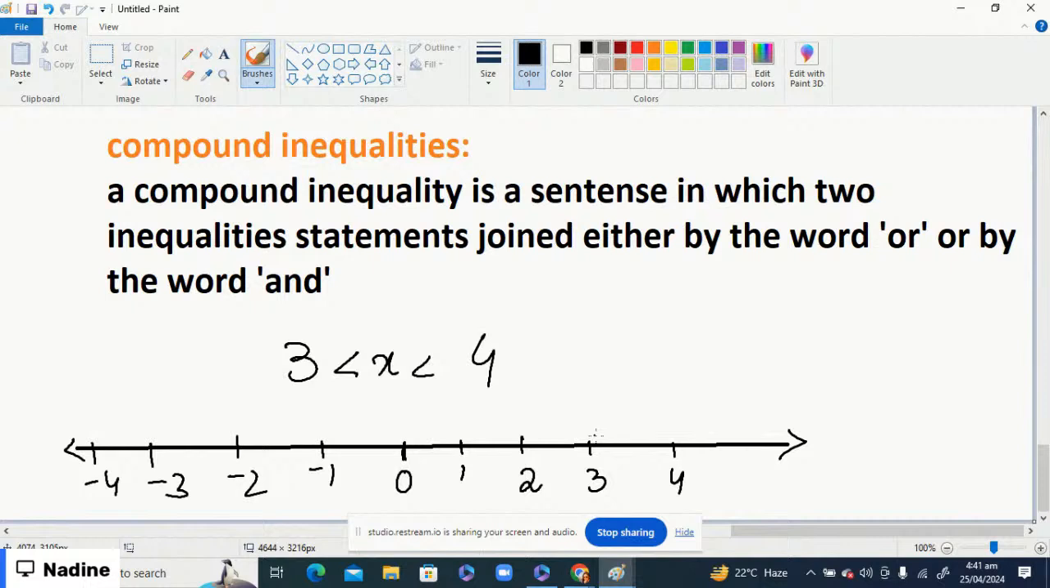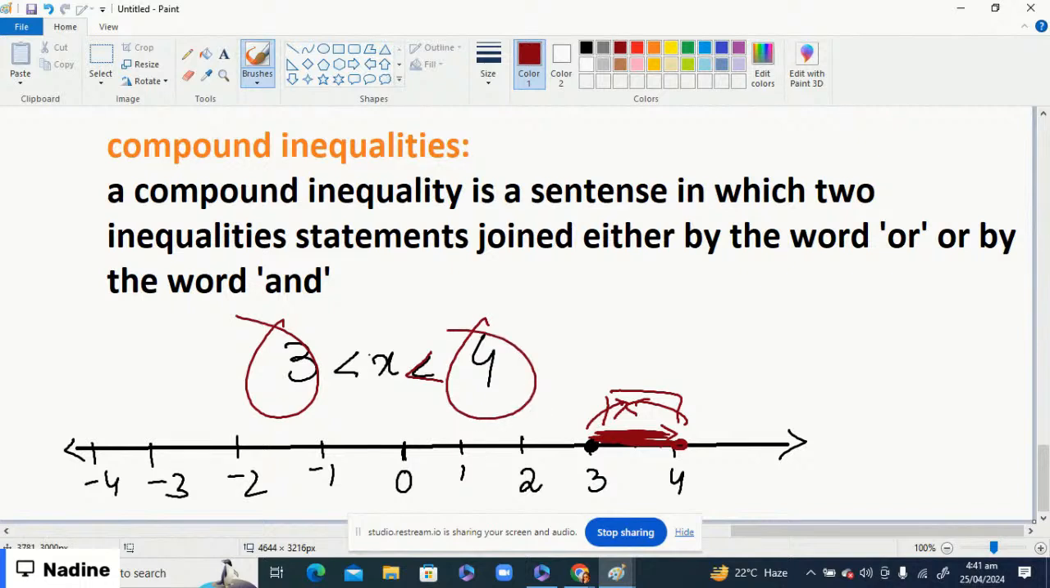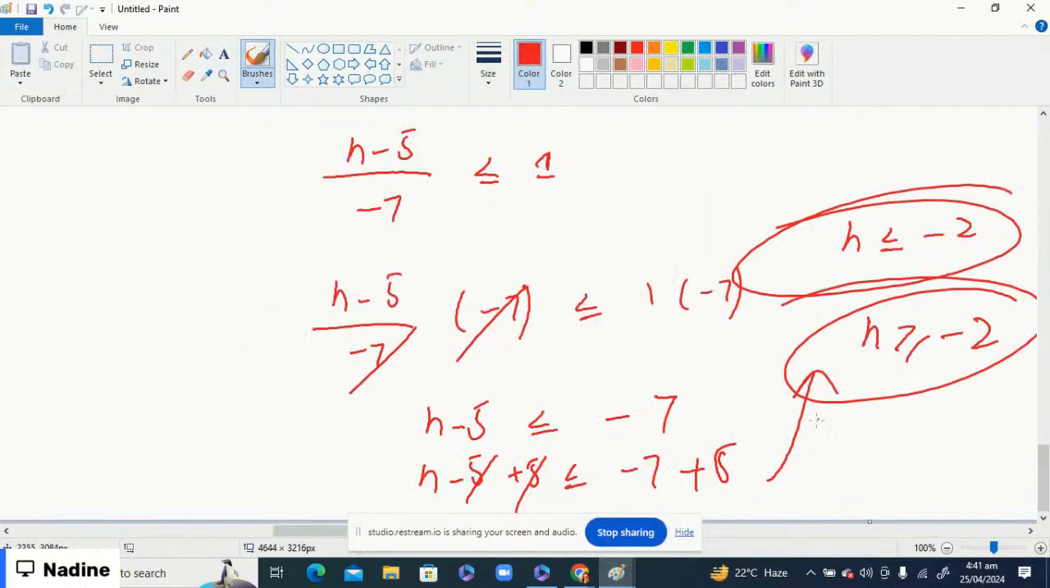x is greater than 3. It means that it moves to the right because it's greater. But x is less than 4. It means that it stops here because it's less than 4. Less than 4, move back. Greater than 3, move this way. So the area in the middle of these two. Understand? This is the idea of compound inequalities, because here are two inequality statements. That's it. Let's do one more question for that.